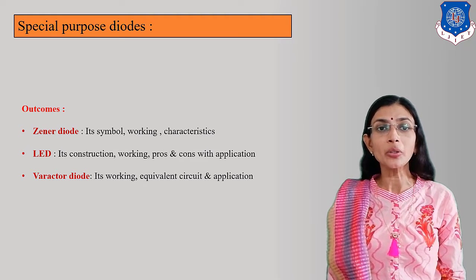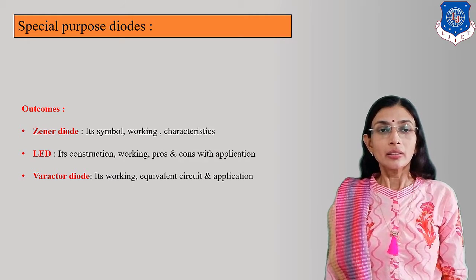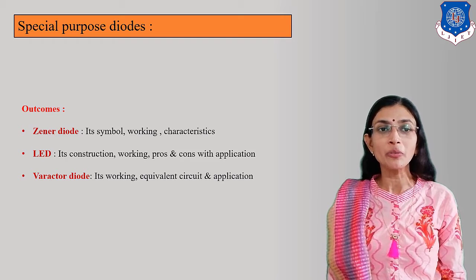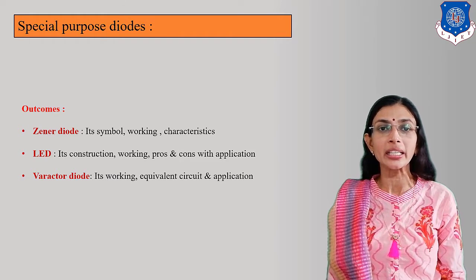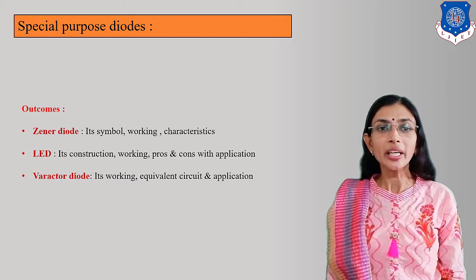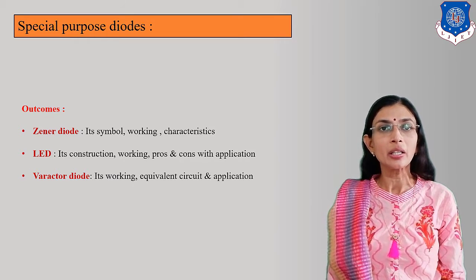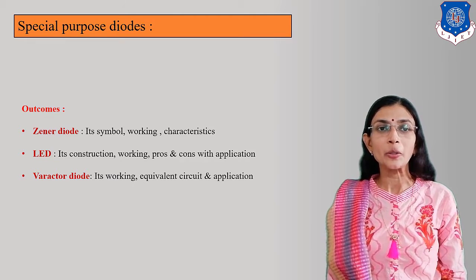The Zener diode is one of the PN junction diodes. We will study the working principle and characteristic with the symbol. In LED also we will study the construction, working and advantages, disadvantages with the application. And for the varactor diode, I will be explaining the working and equivalent circuit with the application of it. So let's start with the first diode, that is Zener diode.